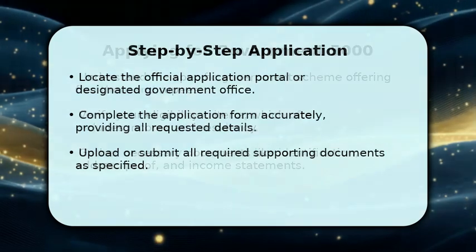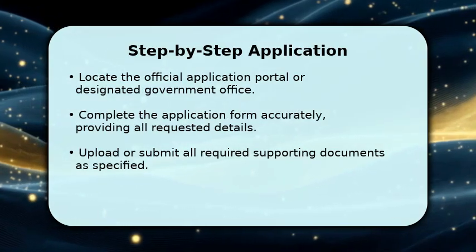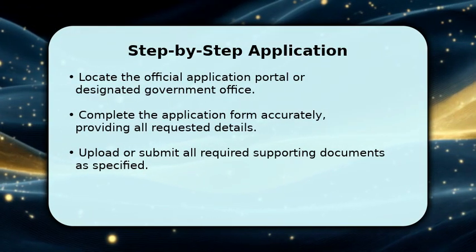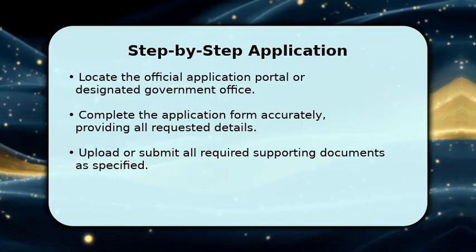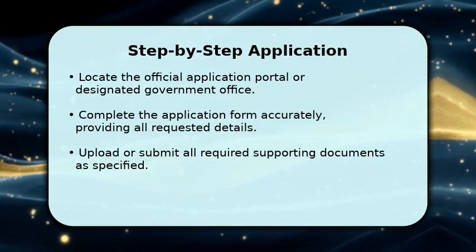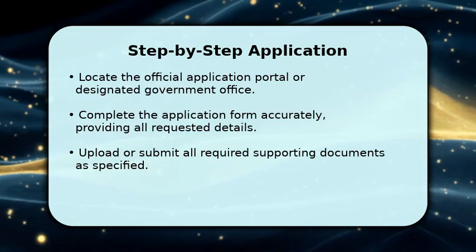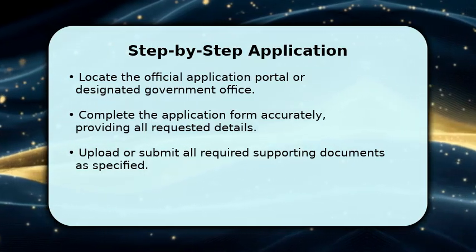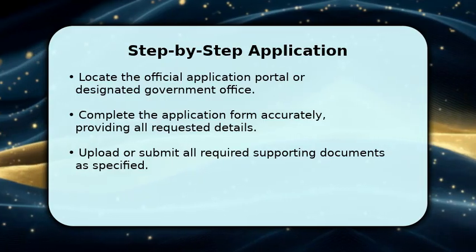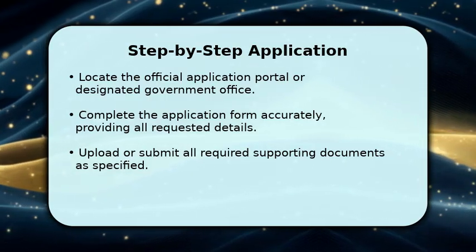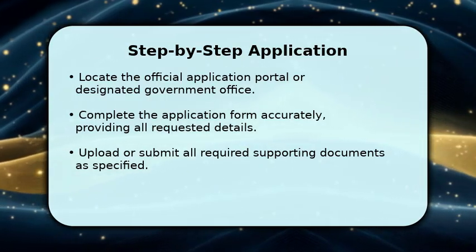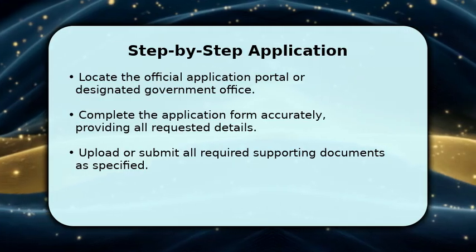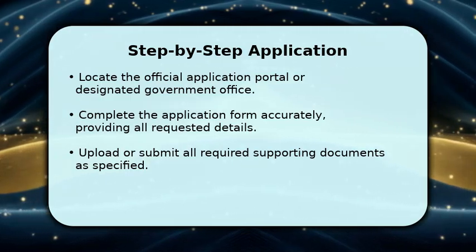application. Once you have your documents ready, find the official application portal online or visit a designated government office. Carefully fill out the application form, ensuring all details are accurate and complete. Double-check every section. Then, upload or physically submit all your supporting documents as required by the specific scheme. This step is crucial for a successful submission.